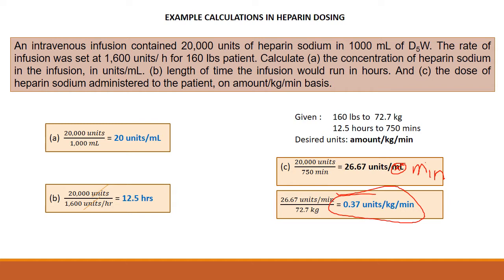Okay, so we still do not get the desired unit because we still have to divide by the kilogram. So 26.67 units per minute divided by kilogram is 0.37 units per kilogram per minute. Okay, so that is the dose of heparin sodium that should be administered to the patient. Okay, so the desired unit again is amount. So you have units, and then the kilogram, and then the minute. So our final answer would be 0.37 units per kilogram per minute.